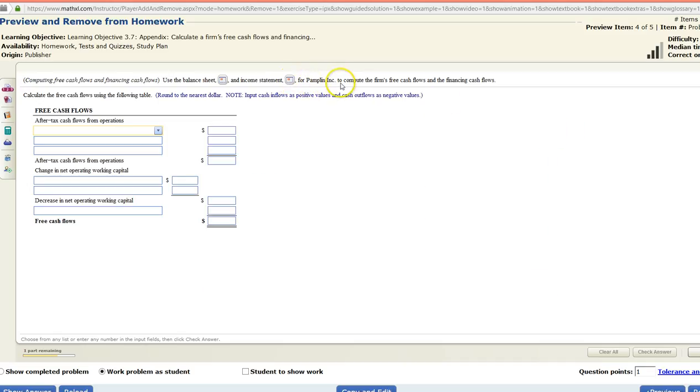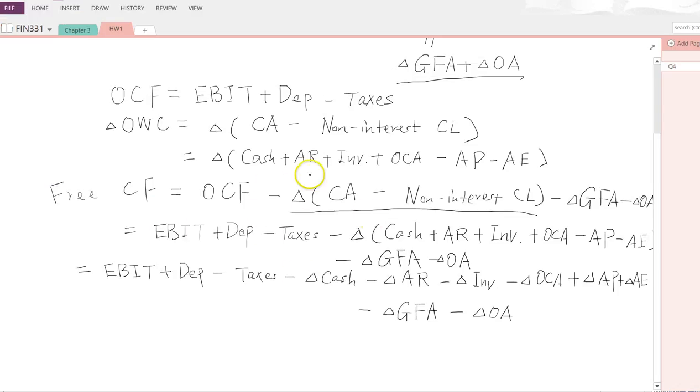For Pamplin Incorporation, to compute the firm's free cash flows and financing cash flows, calculate the free cash flows using the following table. Pay particular attention to the instructions here. Round to the nearest dollar, so you don't have to keep 2 or 1 decimal places. Note, input cash inflows as positive values and cash outflows as negative values. And that's actually what we have done in this formula here.